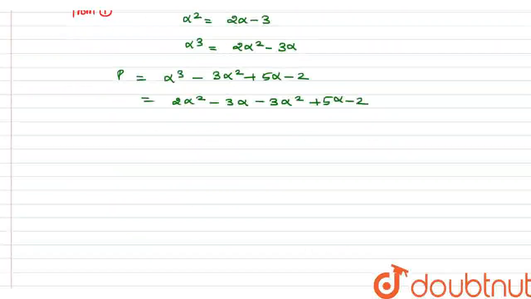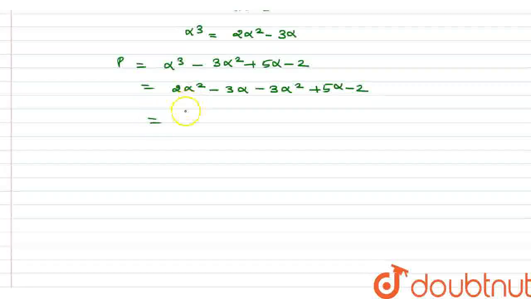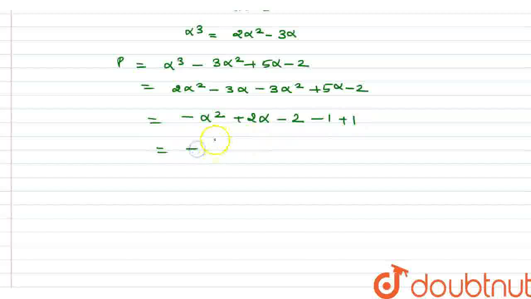From here we can simplify. This becomes minus alpha square plus 2 alpha minus 2. Now we can add 1 and subtract 1, so minus 1 plus 1. We simplify again: taking minus common, this will be alpha square minus 2 alpha plus 3, plus 1. And we know that the bracket is 0, so minus 0 plus 1. Therefore the p value is equal to 1.